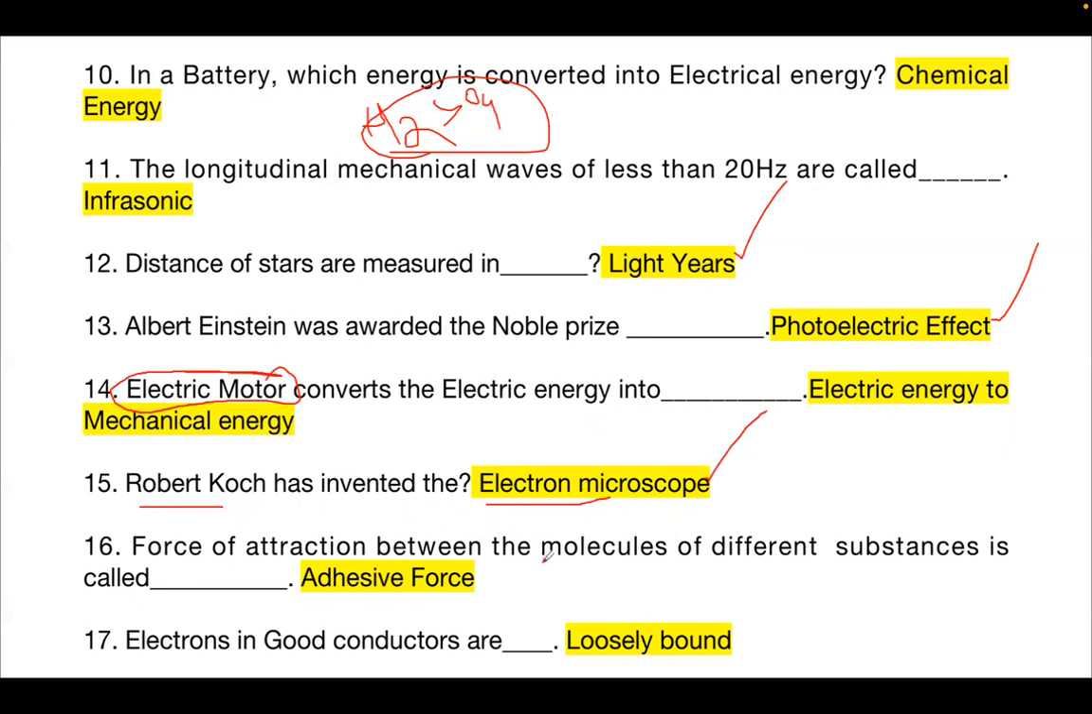Force of attraction between the molecules of different substances is called adhesive force. We also know adhesive gum. Okay, this gum will attract two different items. Okay, so adhesive force is the force of attraction between the molecules of different substances. Okay, and the next question is, electrons in good conductors are loosely bound. Okay, electrons in good conductors are loosely bound.